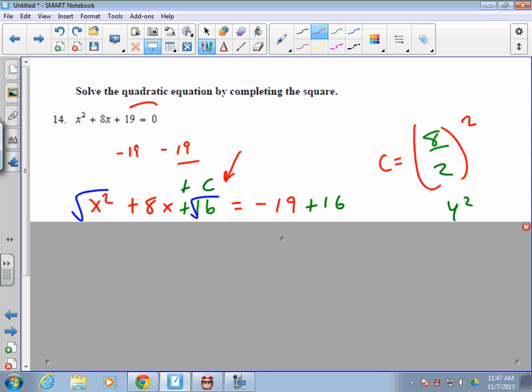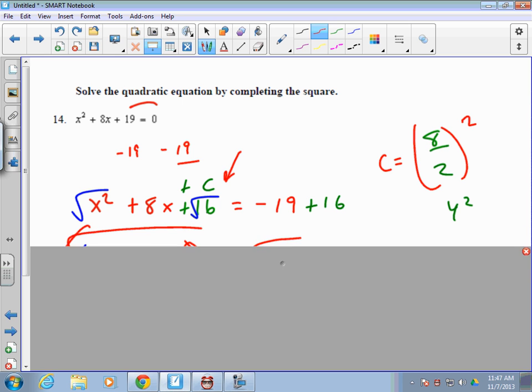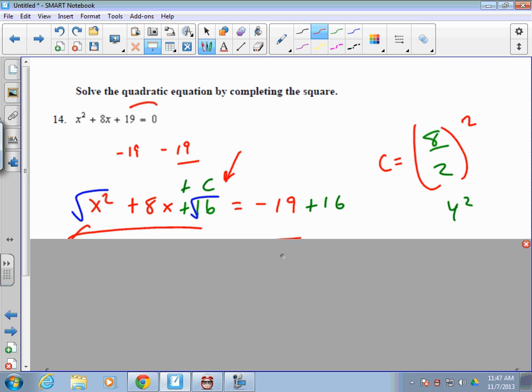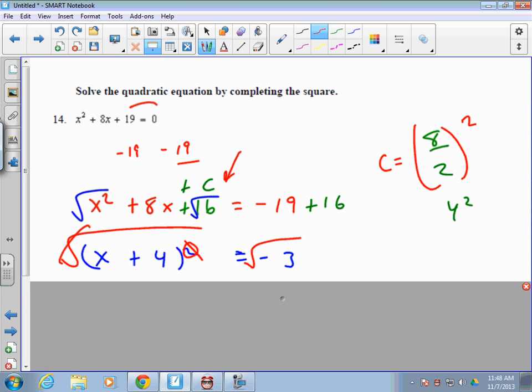If you add 16 to the left, you have to add 16 to the right. So what we have here is a perfect trinomial. Take the square root of x squared, and it gives you x, and the square root of 16, it gives you 4. This tells you plus in the middle. So that perfect trinomial became a binomial, x plus 4 squared, equals, when we combine negative 19 and positive 16, we get negative 3.